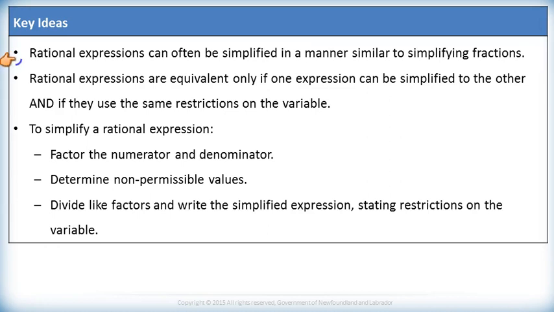In summary, rational expressions can often be simplified in a manner similar to simplifying fractions. They're equivalent only if one expression can be simplified to the other and if they use the same restrictions on the variable. To simplify, factor numerator and denominator, determine non-permissible values, divide like factors, and write the simplified expression stating restrictions on the variable.